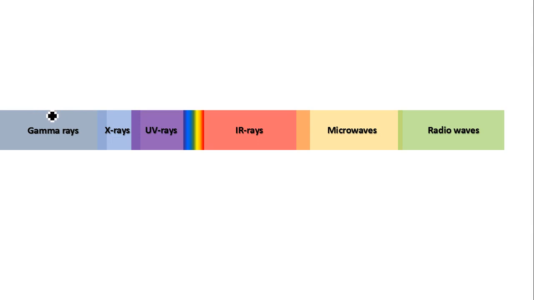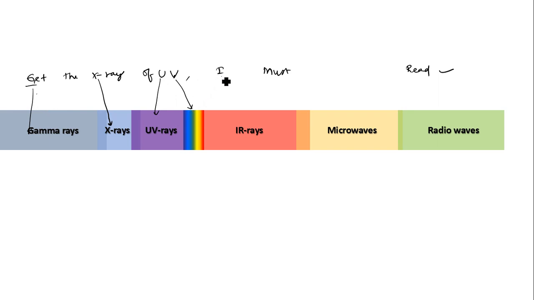I told him okay fine, I didn't want to disappoint him, and I told him: get the X-ray of UV. I said UV means your ray, you all know, right? Get the X-ray of UV. I must read. This is what I told him. Of course, this is the trick actually. Get G for gamma rays, X stands for X-rays, U stands for ultraviolet, V stands for visible light, I stands for IR rays, M stands for microwaves, and R stands for radio waves.